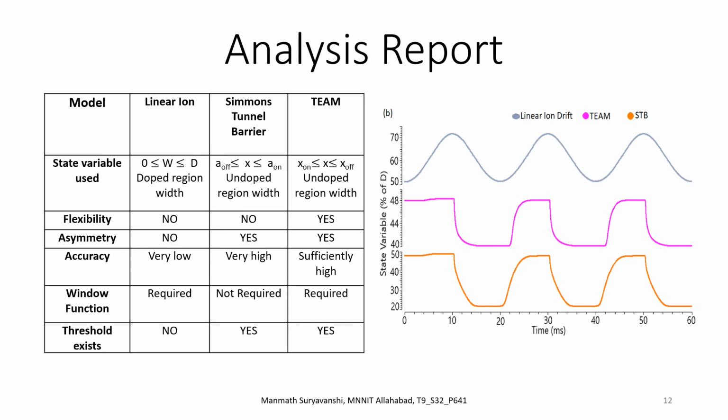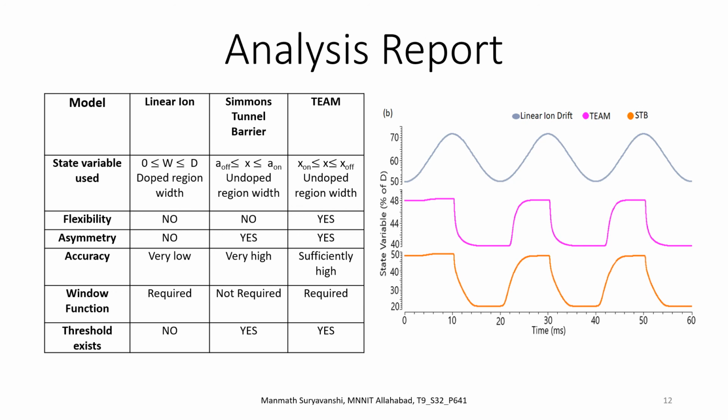This is a summary of analysis and state variable variation of all three models side by side. We can see that the state variable of the linear ion model varies completely linearly with the applied sinusoidal voltage. Subtle differences between the TEAM and Simmons tunnel barrier model can be seen, showing that the TEAM model is an approximation of the Simmons tunnel barrier model. In the table, flexibility means that the model can be made to behave as another model by changing its constants appropriately.